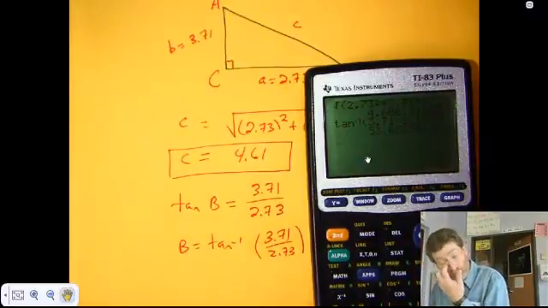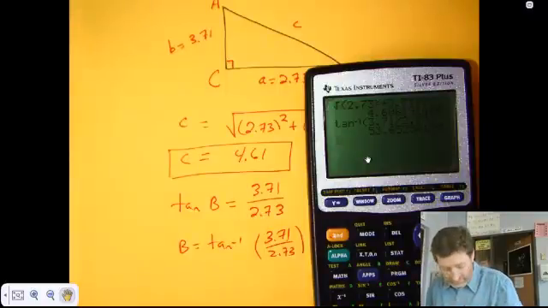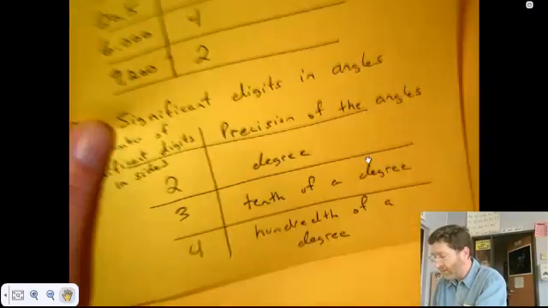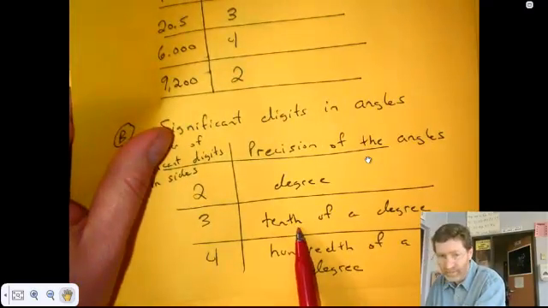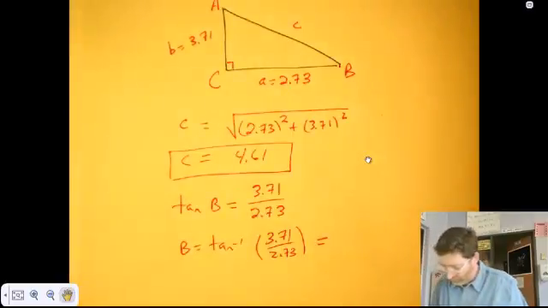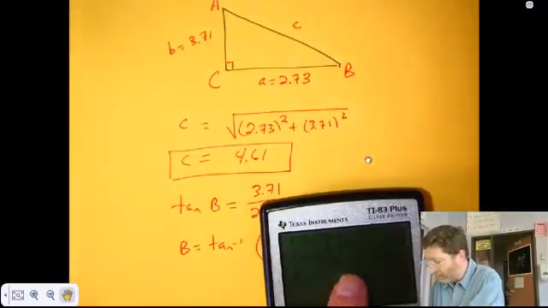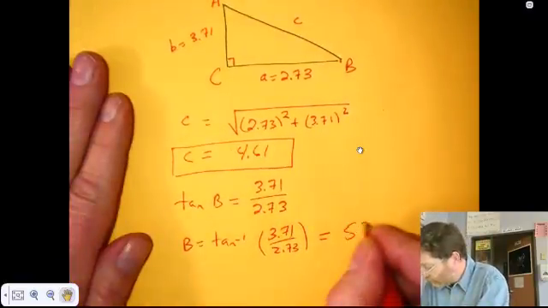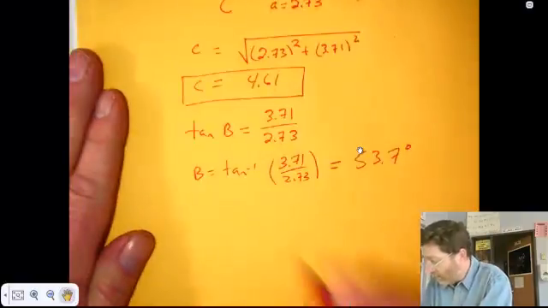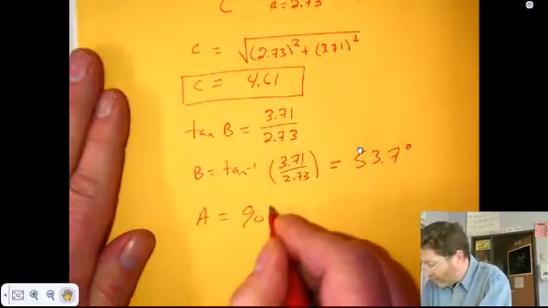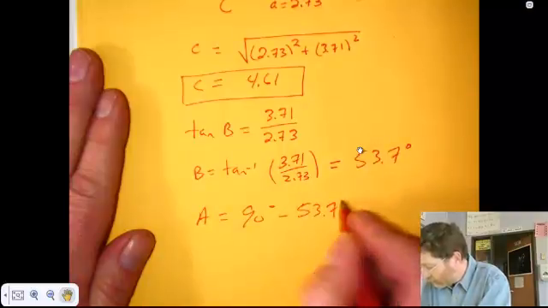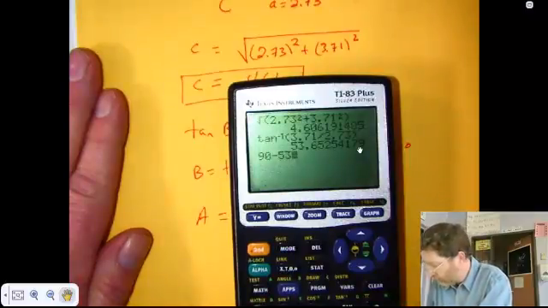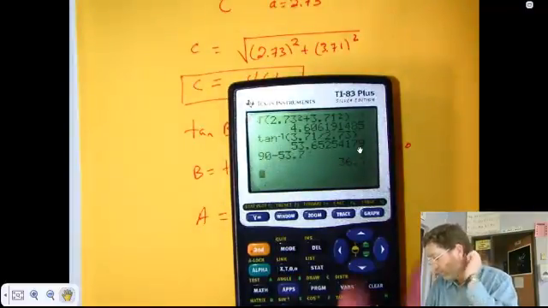Okay, and let's see, the rule was, right, that if I'm at 3 significant digits on the sides, let's see my little table I had earlier, I go to the nearest tenth of a degree. So this will be 53.7 degrees. And now angle A is very easy to find because that has to be 90 minus that. So let's see, 90 minus 53.7 is 36.3.